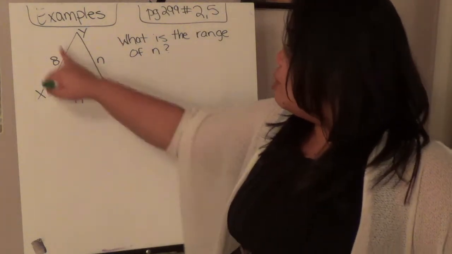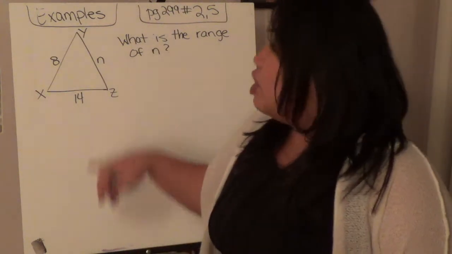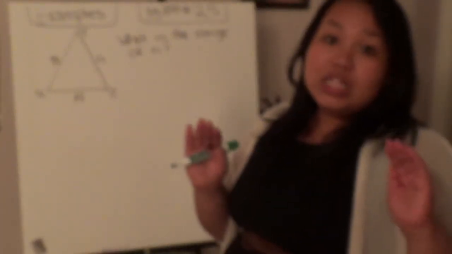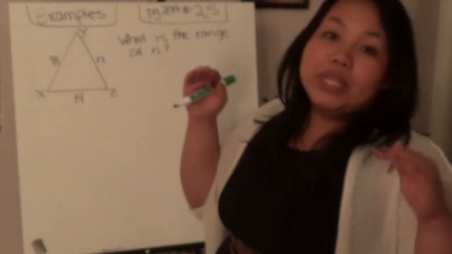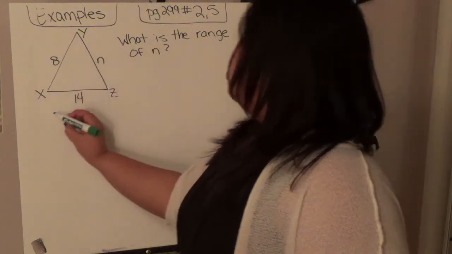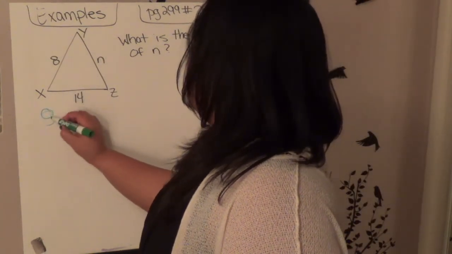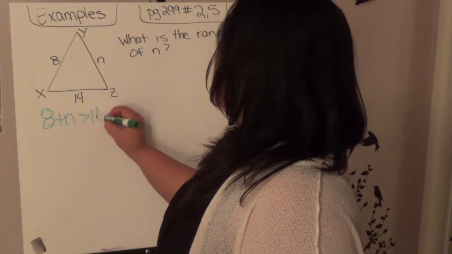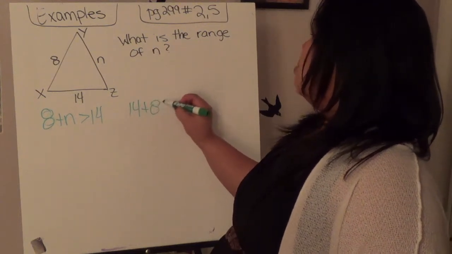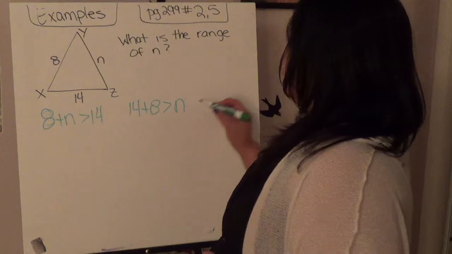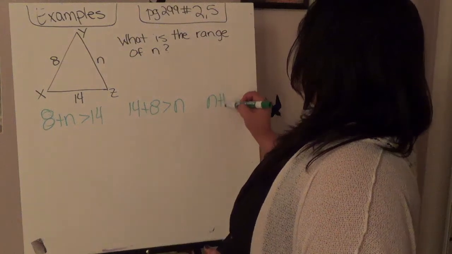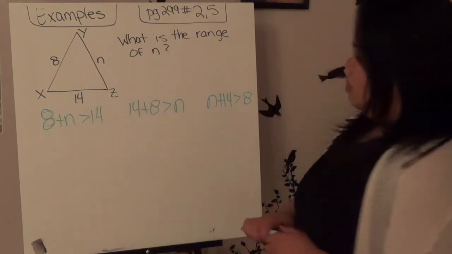So n doesn't have to be between 8 and 14. Just to remind you, n can be bigger than 14, n can be smaller than 8. We just have to figure out what ranges still let us plug into n and still keep the triangle inequality theorem true. So I know that 8 plus n has to be bigger than 14. What else? Well, we know that 14 plus 8 has to be bigger than n. And we also know that, what do we have left? Oh yes, n plus 14 has to be bigger than 8. Right?